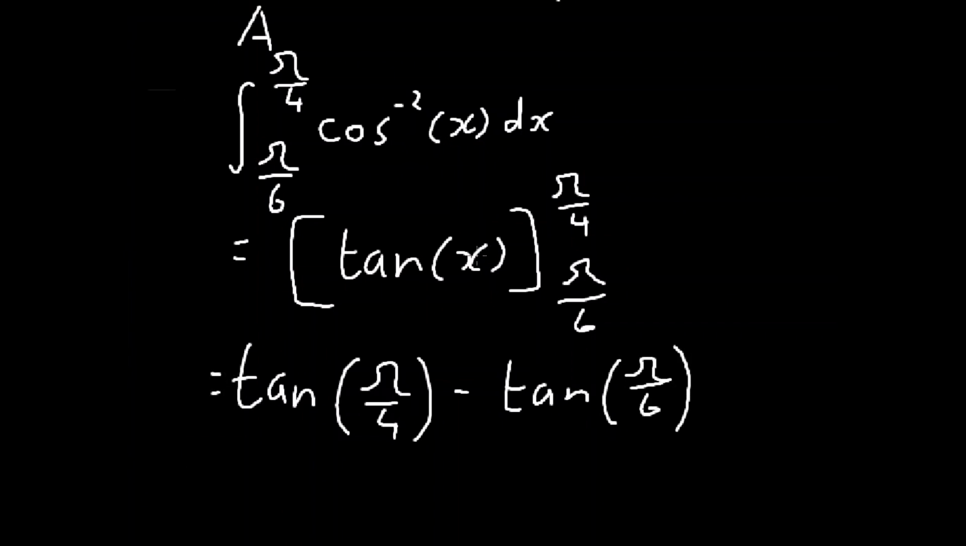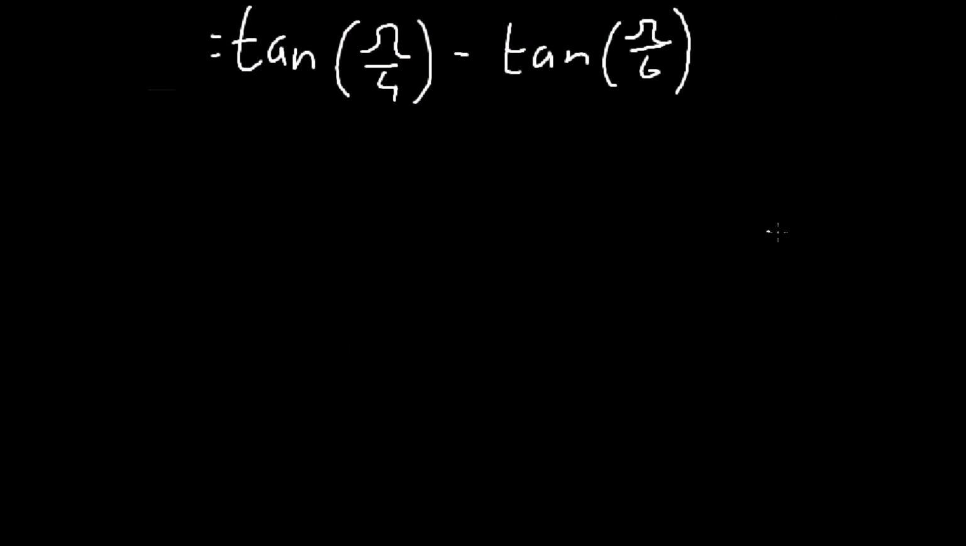Okay, so now that we've got that, we have to remember our exact values. So I like to draw a table. If you don't know your exact values, I really like to draw a table here. So we start off with 0, and 30 degrees, which is pi on 6. So pi is 180 degrees, so 180 divided by 6 is 30 degrees. Then we go to 45 degrees, which is our pi on 4. And then we go pi on 3, 60 degrees, and then pi on 2, which is our 90 degrees.